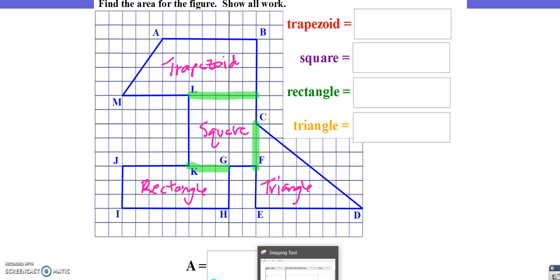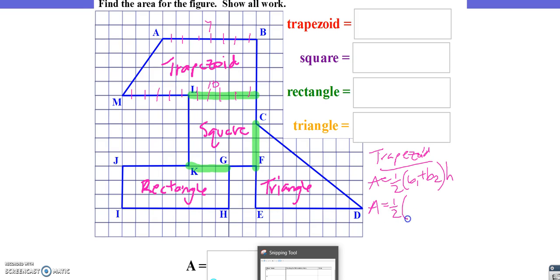So let's start with the trapezoid. So I'm starting my formula. I got A equals 1/2 B1 plus B2 times the height. So we need to find out our two bases. 1, 2, 3, 4, 5, 6, 7. I have a base of 7. And then 1, 2, 3, 4, 5, 6, 7, 8, 9, 10. Another base of 10.